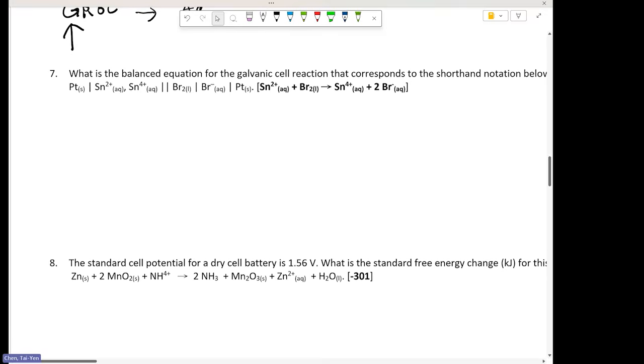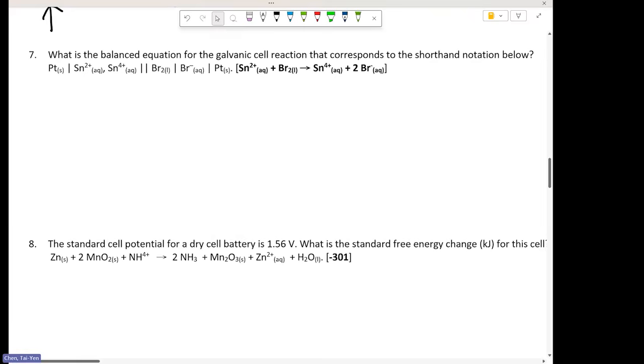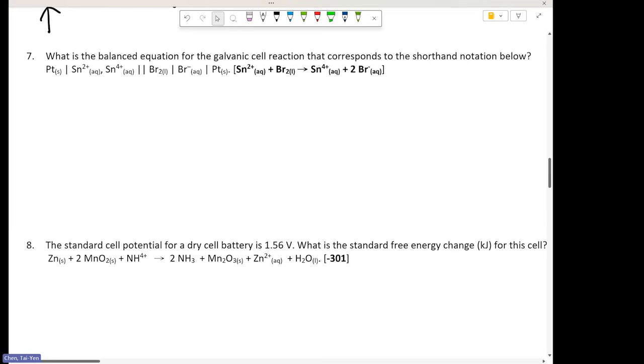Number 7. It's actually about the notation, right? What is the balanced equation for the galvanic cell reaction that corresponds to the notation shown below? So this is the notation that you're going to have in the questions, right? When you look at this notation, you see the Pt, right? Those Pt are your electrodes. They don't get involved in your reaction. So when you're trying to write out your reaction, just cross them out.